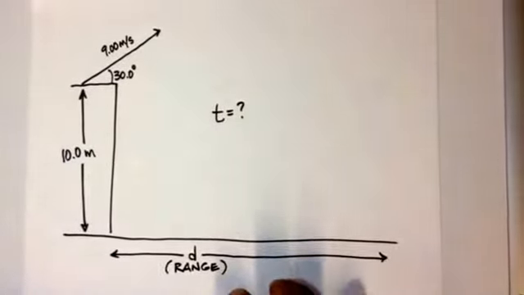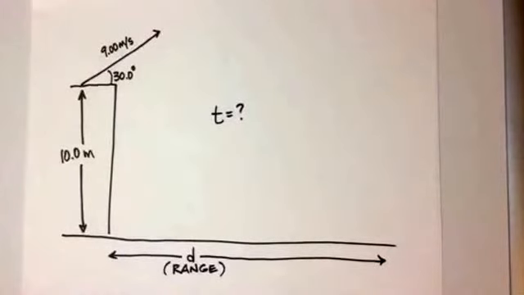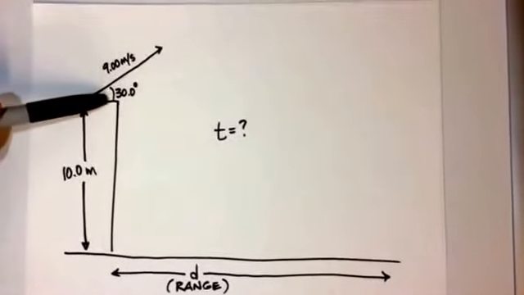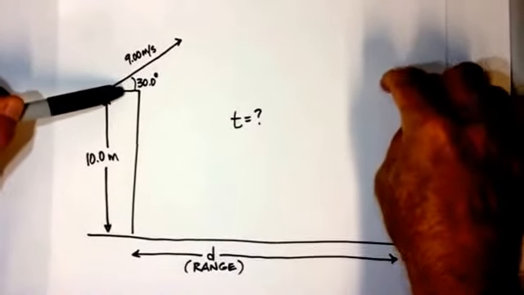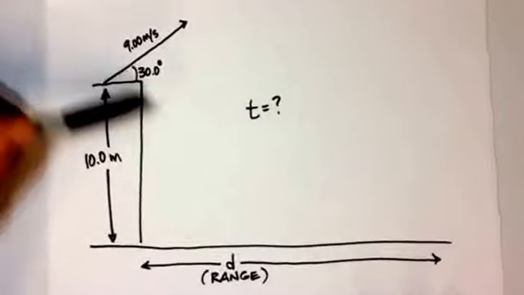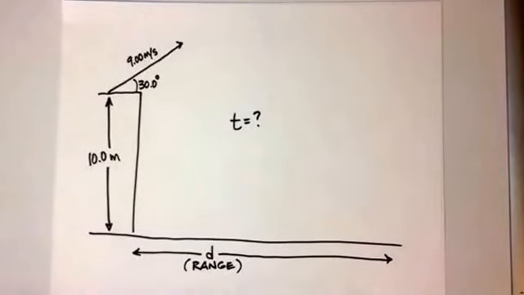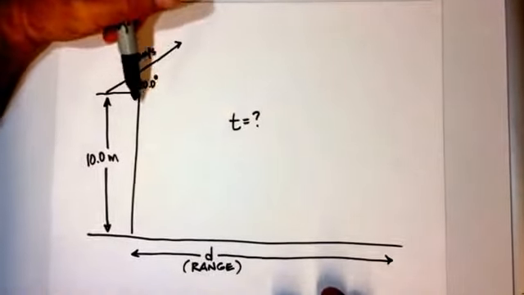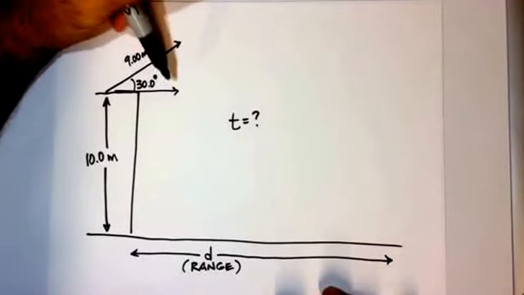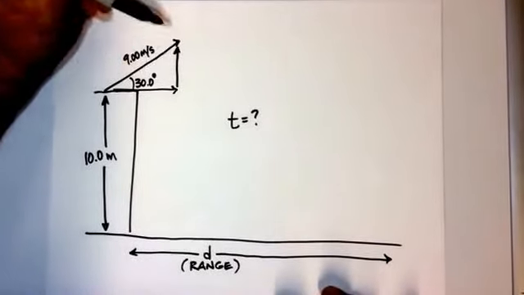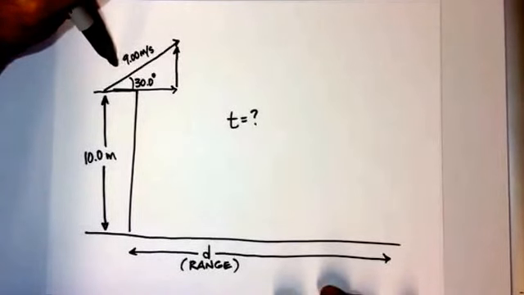We can't use the range formula because that's only good if height initial and height final are equal, and height initial and height final are not. So the first thing we need to do is determine the horizontal and vertical components of the original velocity.